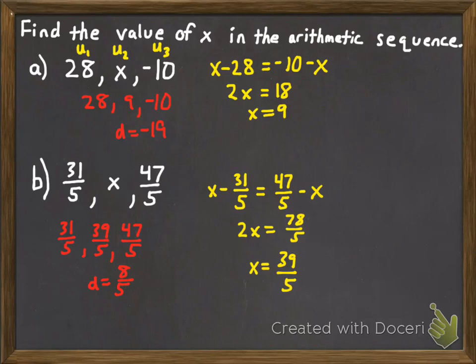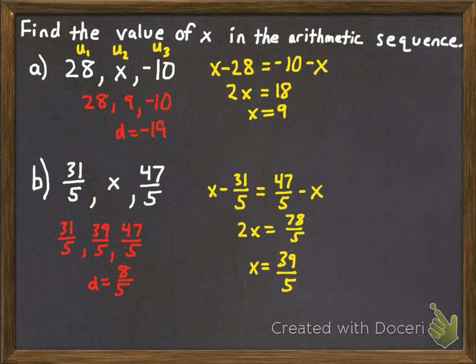Now one more thing. Those of you that are more astute may notice that really what I ended up doing in each of these equations that I solved was adding the first and the third term together and then dividing by 2, right? 28 plus negative 10 is 18. 18 divided by 2 is 9. 31 fifths plus 47 fifths is 78 fifths. 78 fifths divided by 2 is 39 fifths. The number in the middle of two other terms in an arithmetic sequence is simply the average of those two numbers. That is a pretty easy way of thinking about this as well.